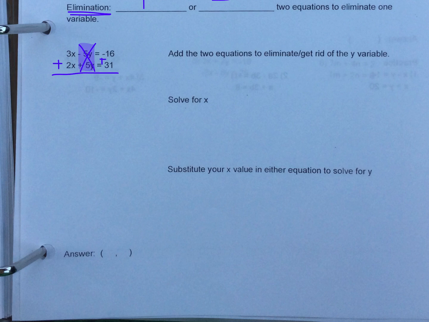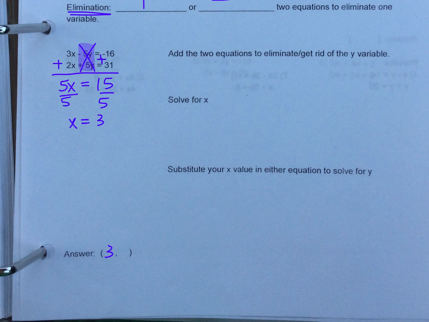And everything's positive, so I'm going to add. 3x plus 2x is 5x. Negative 16 plus 31, that's 15. Now to solve for x, divide both sides by 5, x equals 3. Alright, so I know what my x is. If I go down here to my answer, in the x spot, I'm going to put a 3.